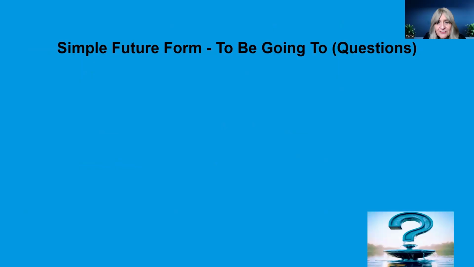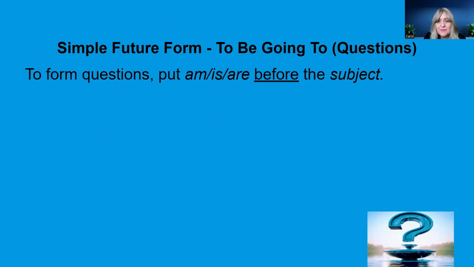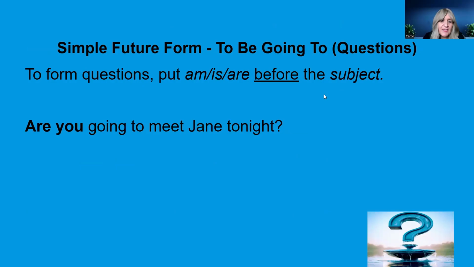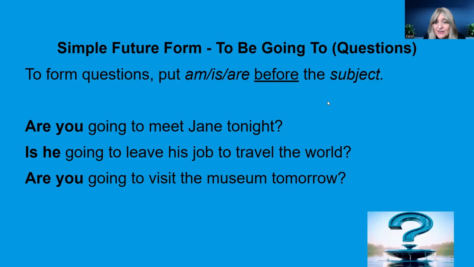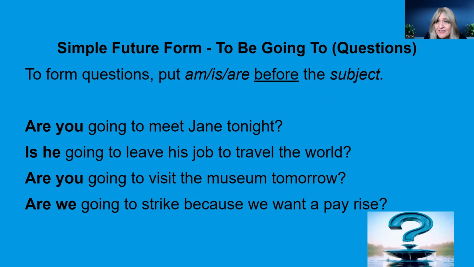To form questions using going to, we put the verb to be, so am, is, are, etc., before the subject of the sentence. So here's our example. You is the subject of this sentence, so we've got our verb to be, are. Are you going to meet Jane tonight? Is he going to leave his job to travel the world? Are you going to visit the museum tomorrow? Are we going to strike because we want a pay rise?